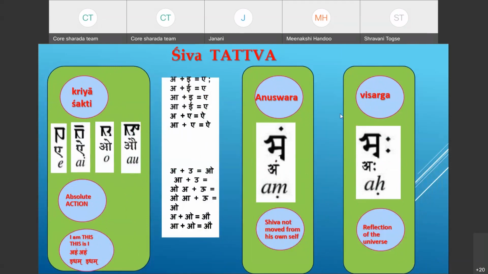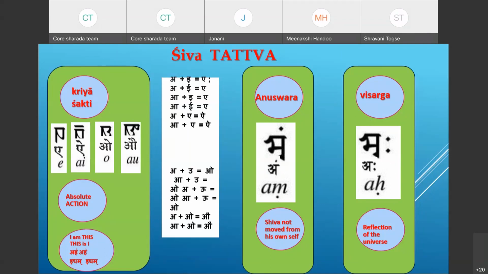And then Anusvara and Visarga. Anusvara is just one dot, one absolute. Shiva is not moving from his own self. But here it is Aha, 2 dots. It is one Shiva Bindu and one Shakti Bindu. It's a reflection, also called Pratibimba, right? It is Shiva's own reflection. This universe is Shiva's own reflection. It is just like a mirror to him.